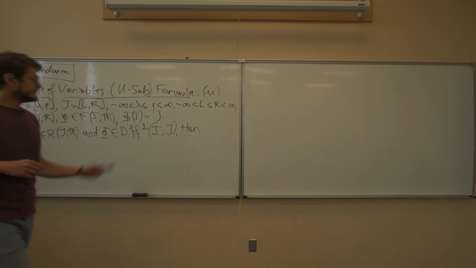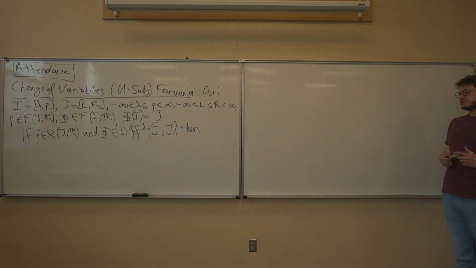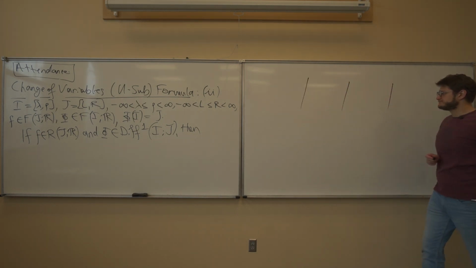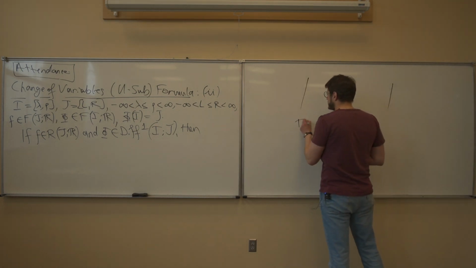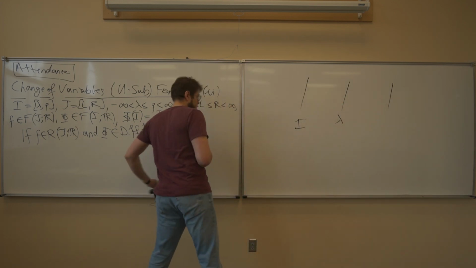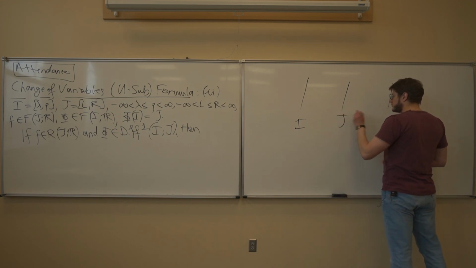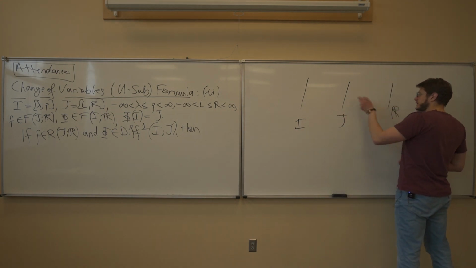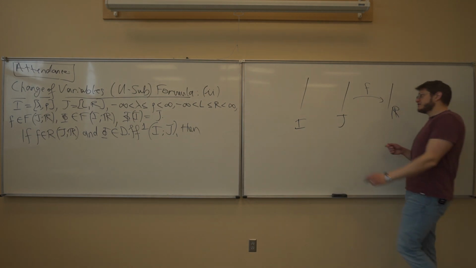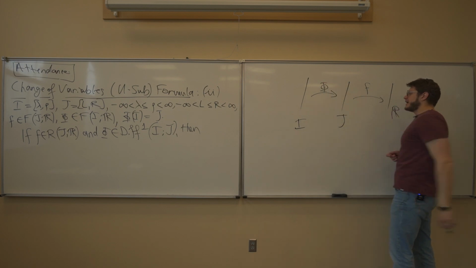Okay, the situation was this. Let me just draw the picture because it's rather verbose to state the change of variables. You have two intervals. You have one interval I, another interval J. And this is just the real line. And I have here a function f defined on J and another function phi going from I to J.